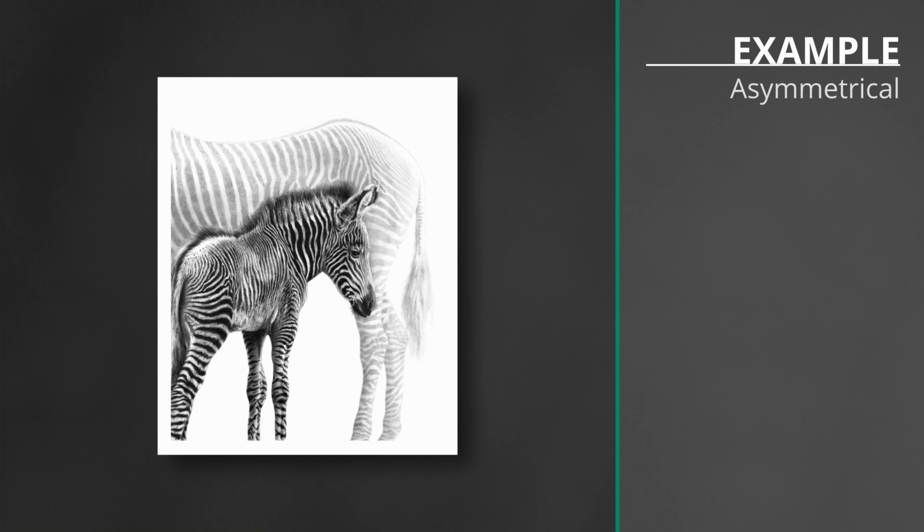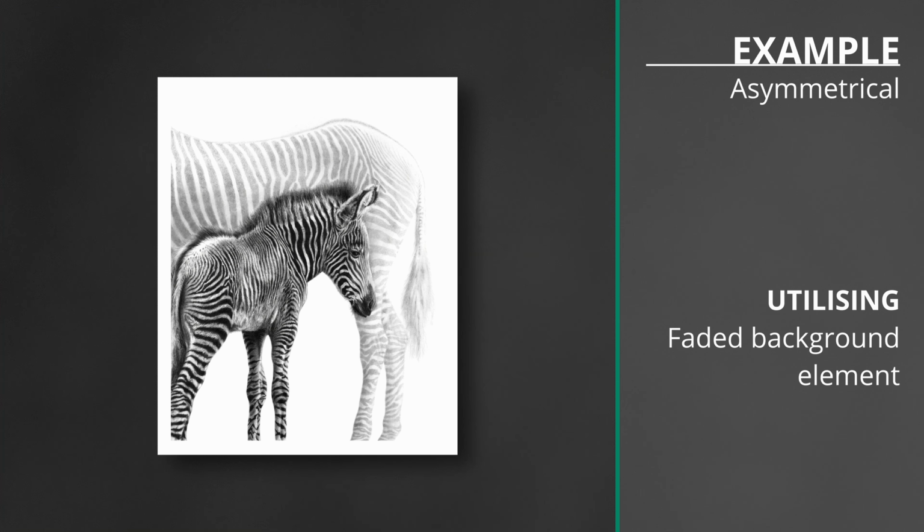In this example, the Grevy zebra foal is the main focal point of the picture, whereas the mother is a much more background element, and as such is done in a much softer tone so as not to draw as much attention. This can also help to create separation between two individuals.